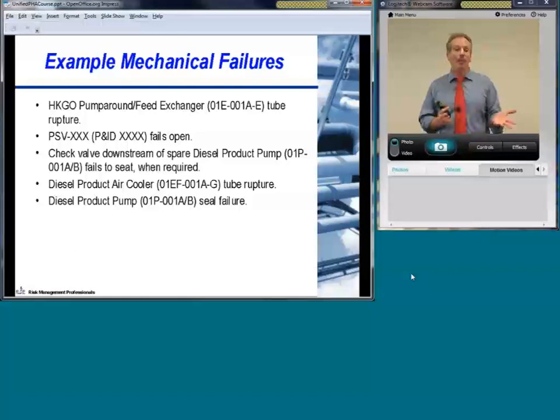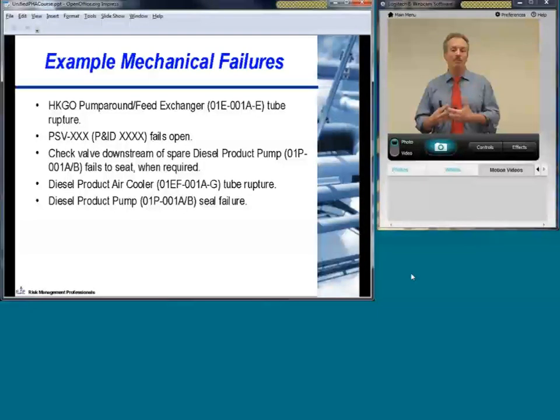Check valves failing to reseat. Most people don't want to even credit check valves during the course of the HAZOP study, but if you are, and it's fair that you do, make sure that you look at them as something that is inherently unreliable in that they do leak. And so if you're using them as a barrier from a high pressure system to a low pressure system, you want to be really careful how you're using that.